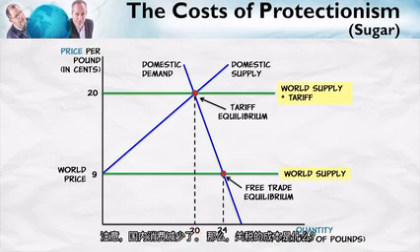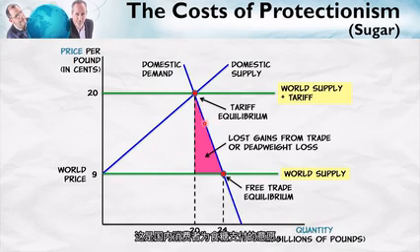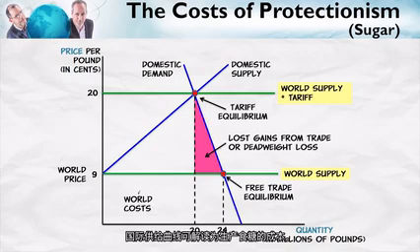Okay, so what are the costs of the tariff? Well, there are two. First of all, the lost gains from trade. So the demand curve can be read as the willingness to pay. This is the willingness to pay for sugar by domestic consumers. The world supply curve can be read as the cost of producing sugar. This is the price at which world suppliers are willing to supply the sugar.